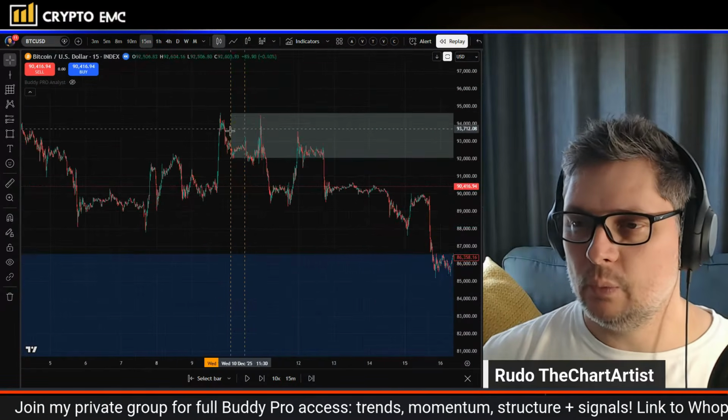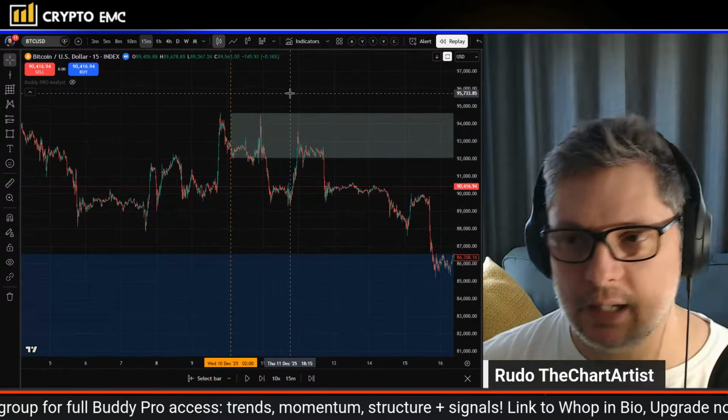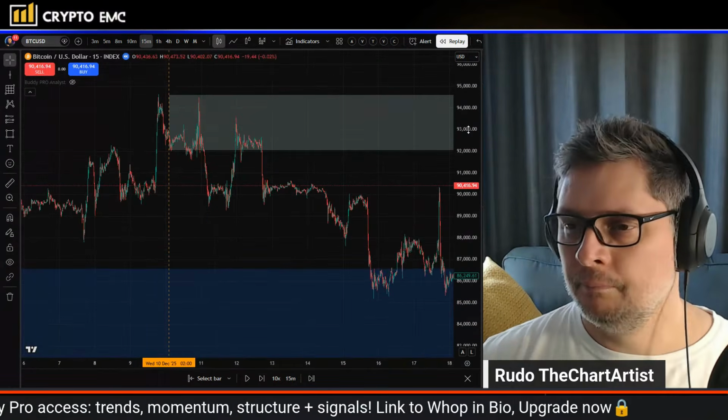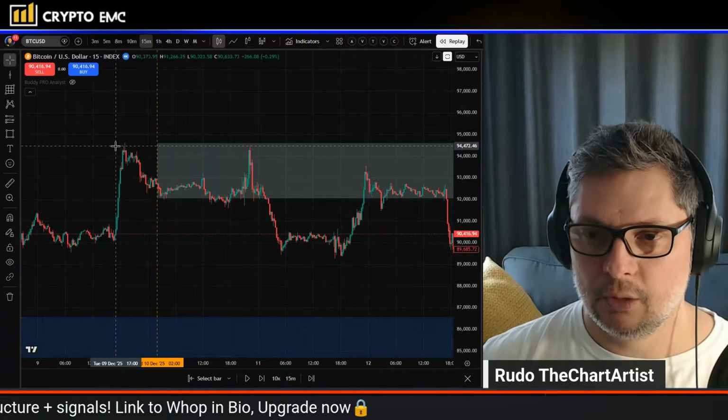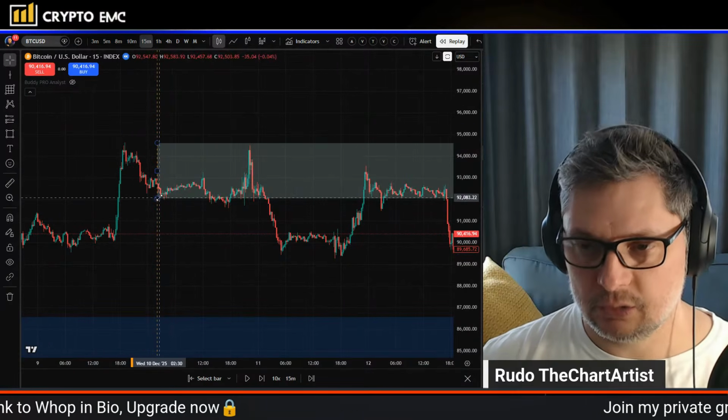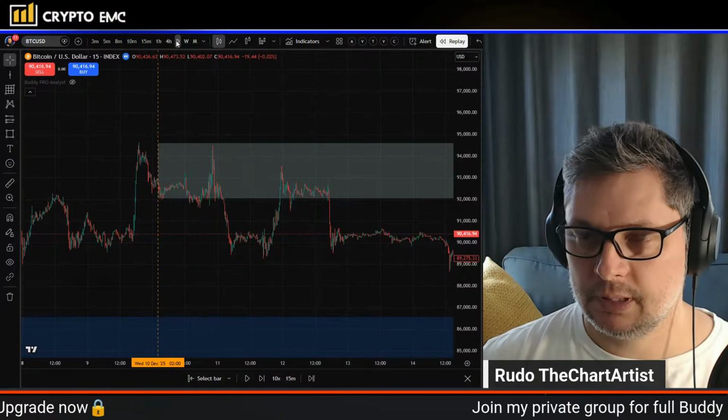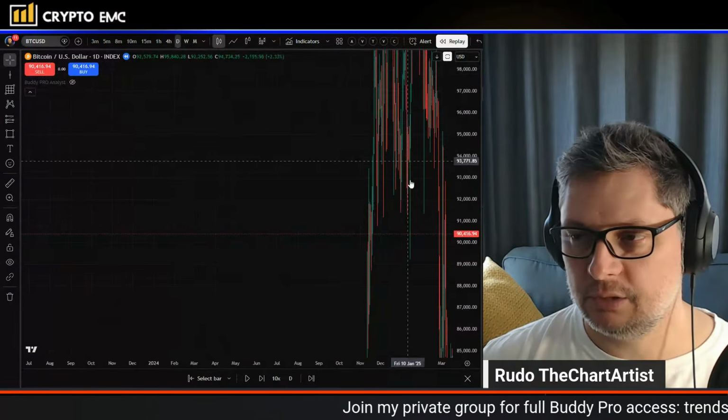Here is where we marked out our supply zone on the higher time frame. So this is where we look for double bottoms. Simple as that. We've marked it out. The daily closed. Okay, I'm going to switch back to the daily, just show you where the daily closed.